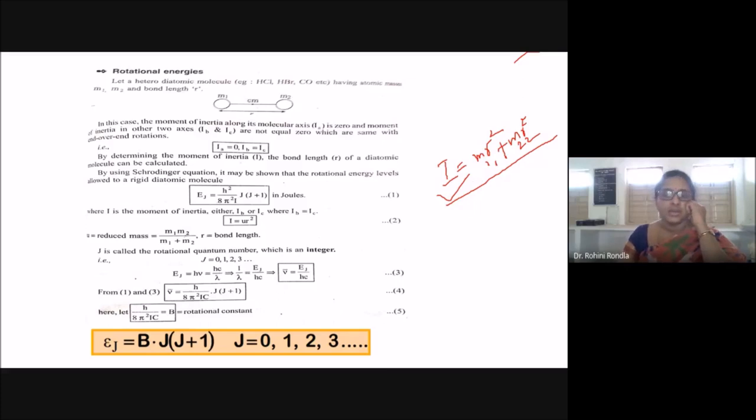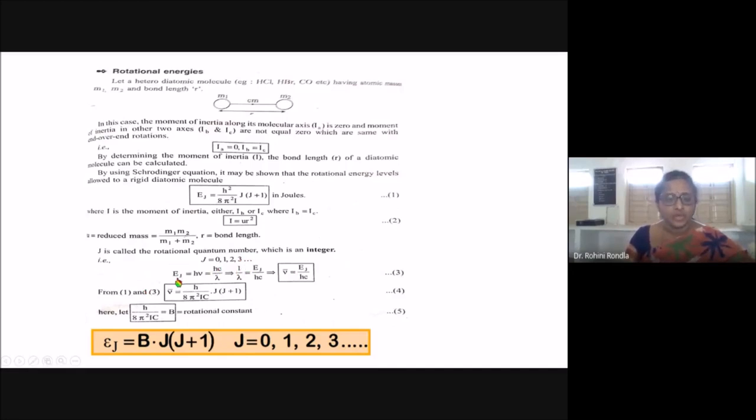So here they are taking I is equal to mu R square. Here mu is called the reduced mass or effective mass. This mu is equal to M1 M2 by M1 plus M2, and R is the bond length. Next, J is called the rotational quantum number. It is an integer, meaning 0, 1, 2, 3. That is, the zeroth energy level, first energy level, second energy level, third energy level. You can consider it like that.